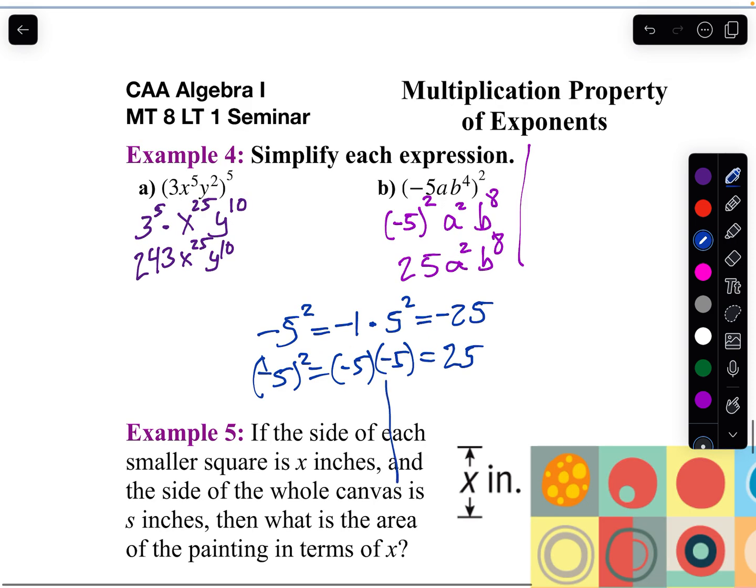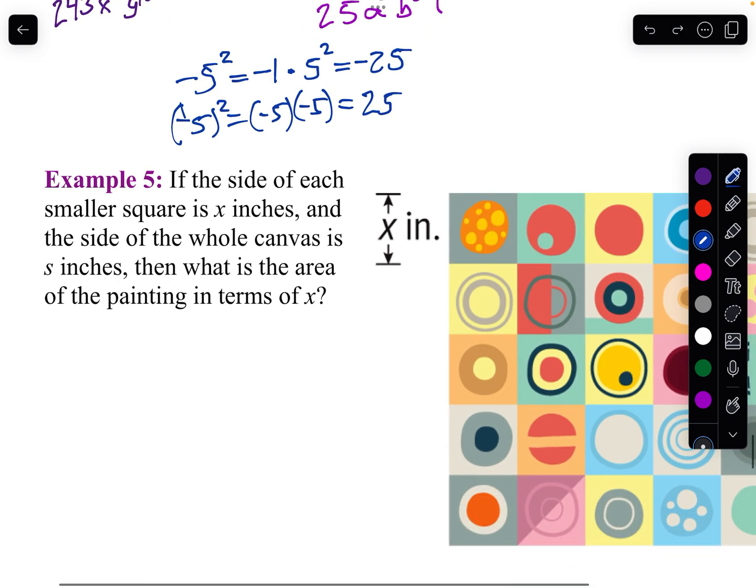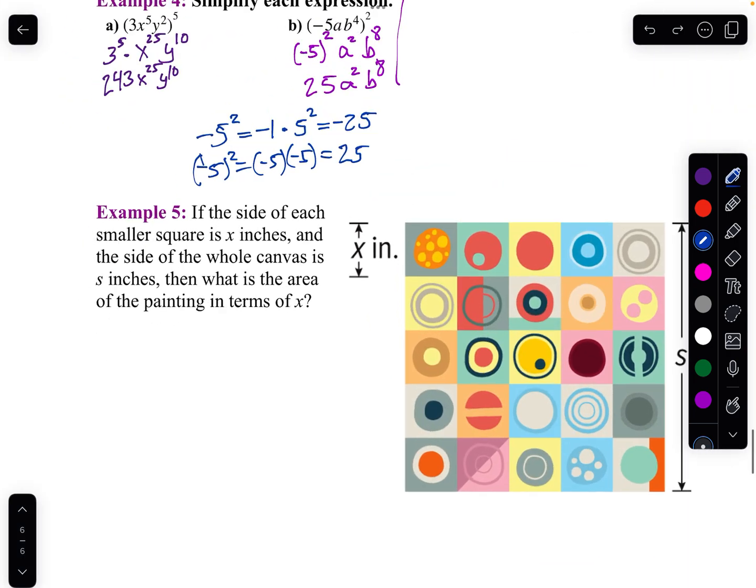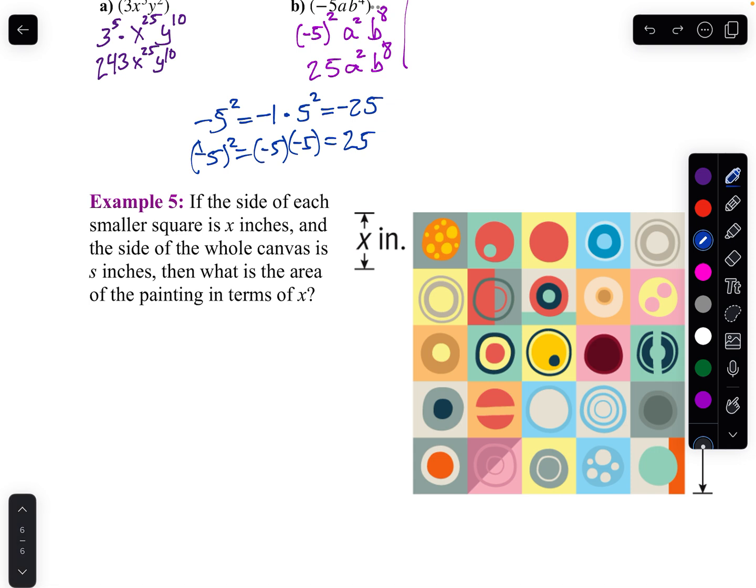Okay, question number 5. Or example 5. I've got this square. Make that a little bit smaller so we can see the whole thing. There we go. And each side of the smaller square is x inches, and the side of the whole canvas is s inches. What's the area of the painting in terms of x?